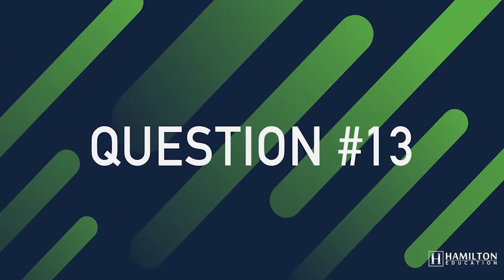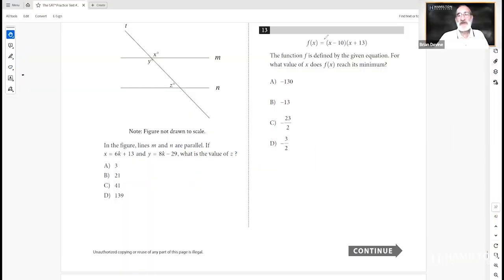Question 13. We're given f of x equals the quantity x minus 10 times the quantity x plus 13. This is a quadratic. In fact, they're showing us right here that if we imagine we have a zero at negative 13, that would make that thing equal 0. We have another zero at 10. That would make the first quantity 0. And we want to know, where would this thing reach a minimum?